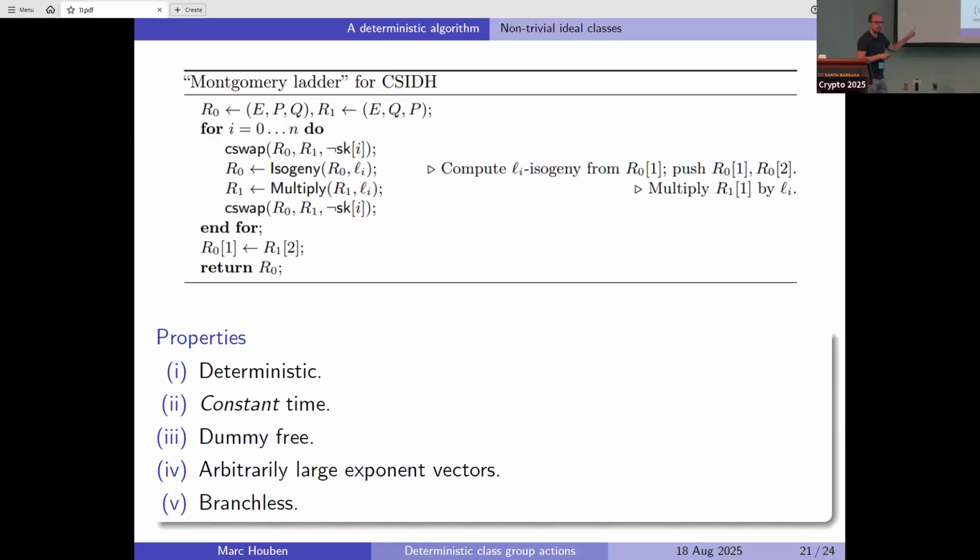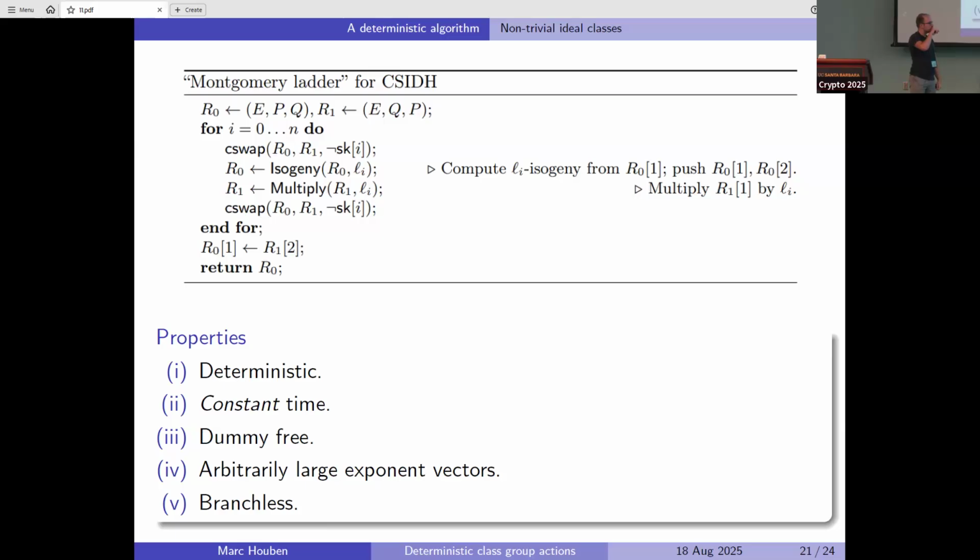It's really constant time in the sense that if you assume that there's constant time finite field arithmetic, this really evaluates in the same number of clock cycles every single time. It doesn't use dummy operations. It allows the full key space. And there's no if-then statement. Okay, so this is something else that is possibly interesting for cryptographic purposes.